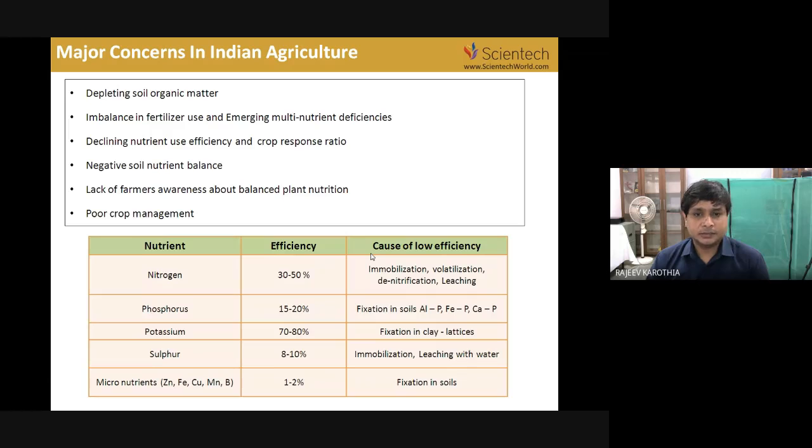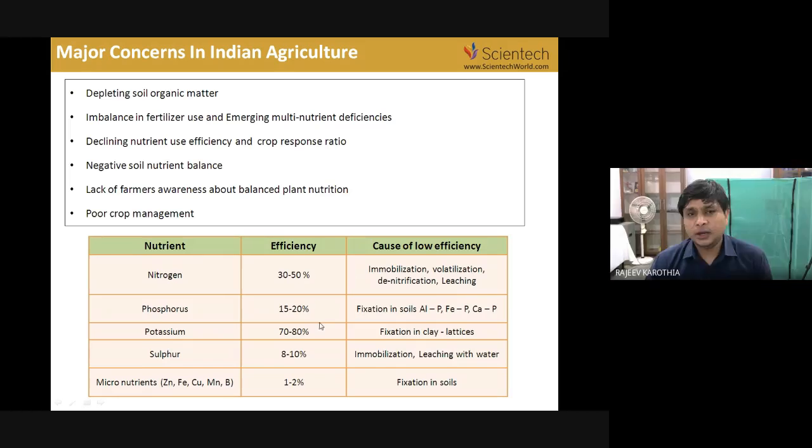Lack of awareness among farmers, because they don't know how much water they need to give, how much fertilizer they need to give, and how they can get a better crop. So that is a concern area. Poor crop management is again a major concern area, because most farmers don't know about their crop and its proper nutrient balance. There are various kinds of nutrient deficiency, some relevant to nitrogen, phosphorus, potassium, and sulfur, and there are some micronutrients also.